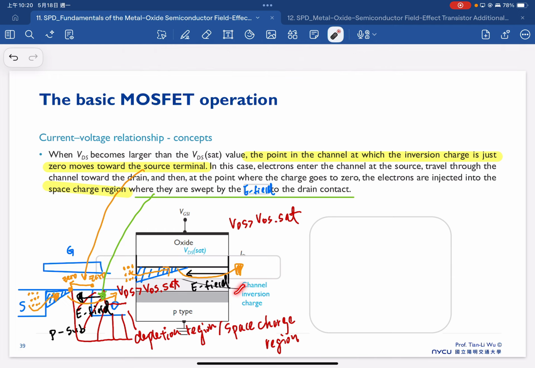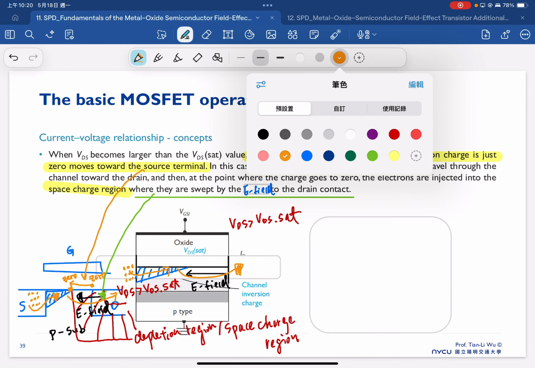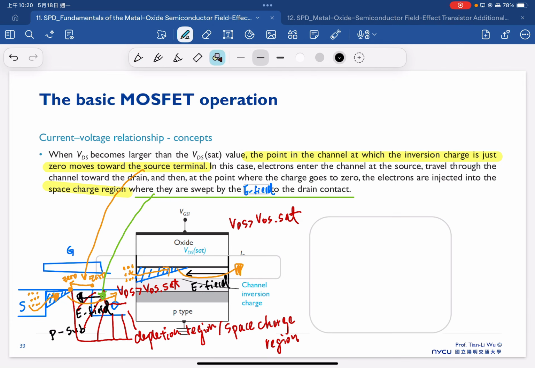And this schematic from the textbook actually is the same as this one, but just a little bit simplified. If you can understand what I'm talking about by using this graph, then it should be no problem for you to understand the whole thing here. So finally, we can physically construct the whole IDVD curve.